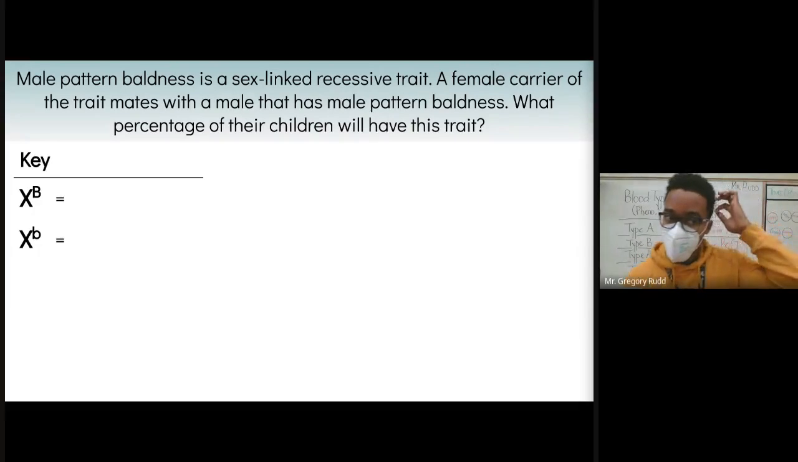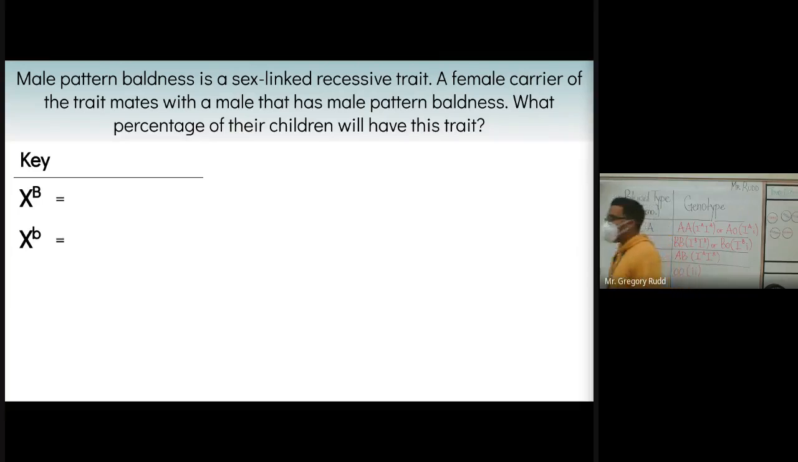Okay. So Gloria, can you help me out? What is this allele? This is the phenotype. X capital B. Now, it looks like you did. You just need this.